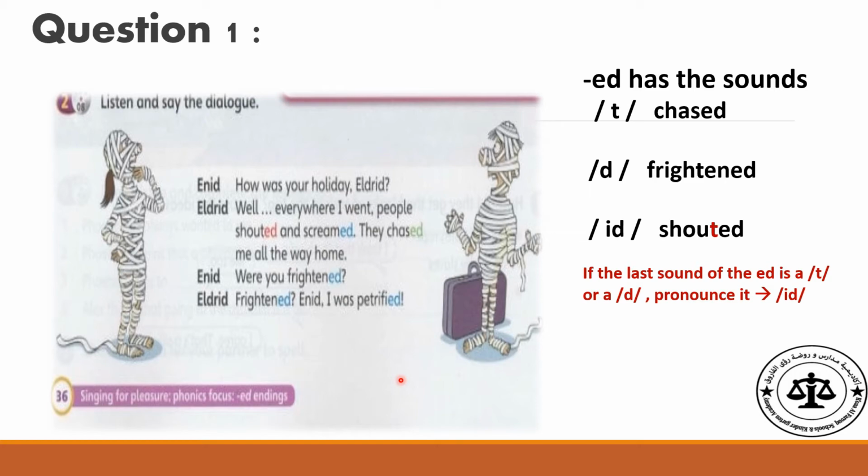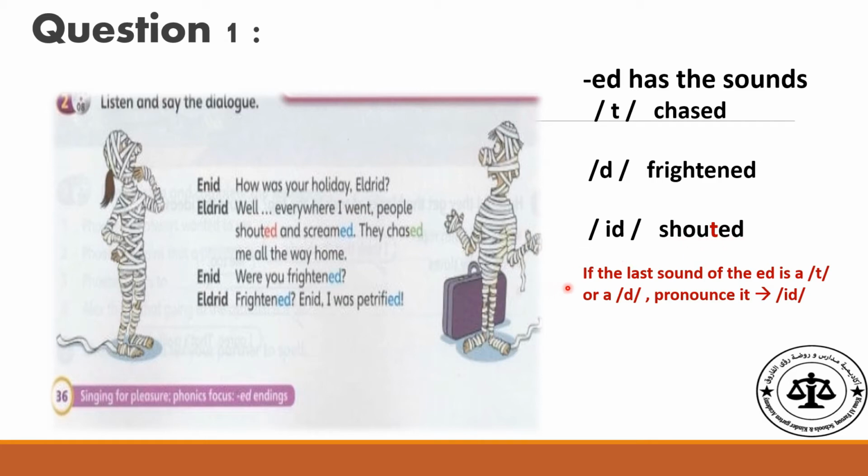Now, my lovely students, let's move to the phonics lesson. In our phonics lesson, we are going to talk about the ending ed. Look at these verbs. All these verbs end in ed. And this ending has 3 sounds as we see here. The sound T, like chased. The sound D, like frightened. And the last sound is ed, with the verb shouted.